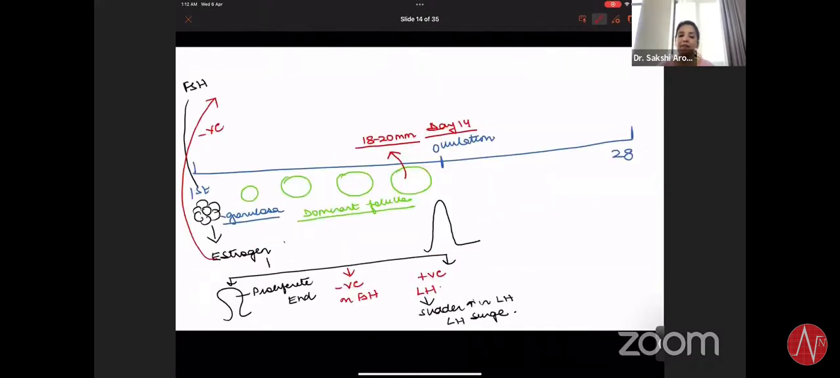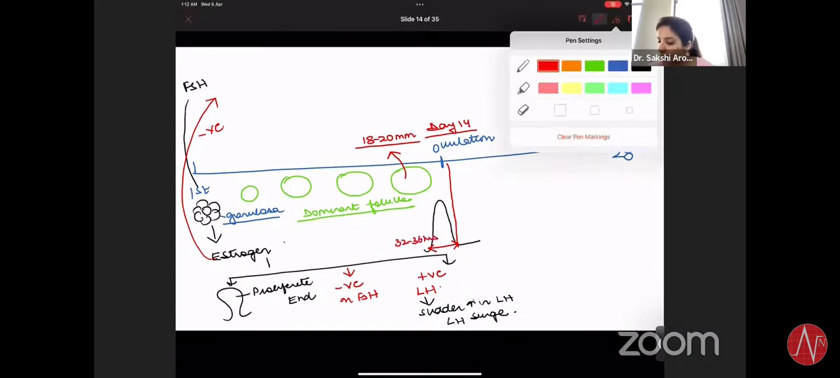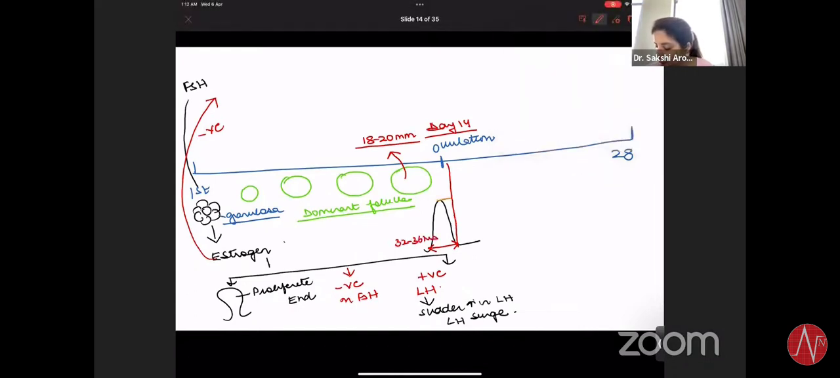वापस अपने डायग्राम पे आओ. So now tell me, इसी डायग्राम में फिल करो, time between LH surge and ovulation. कितना टाइम? 32 to 36 hours. Time between LH peak and ovulation. कितना टाइम? 10 to 12 hours.